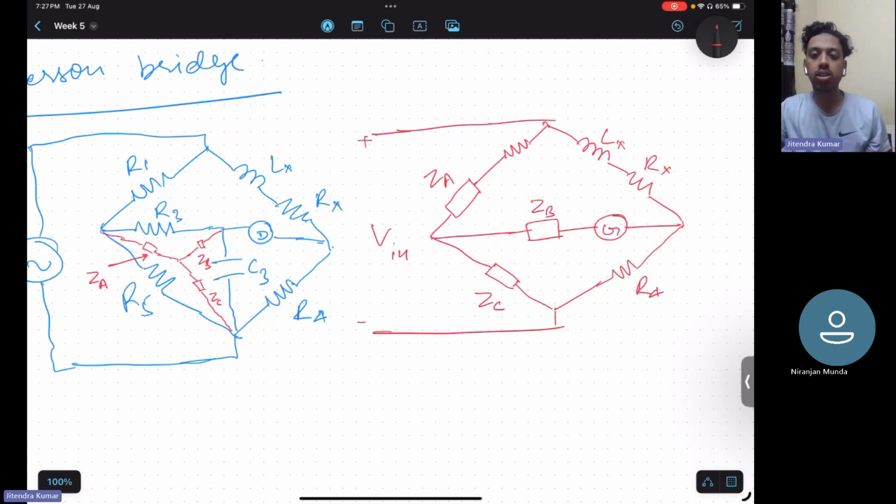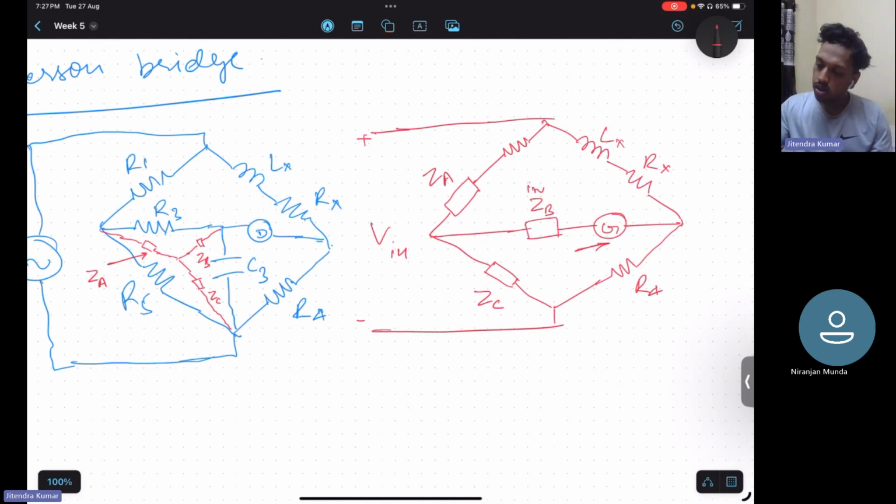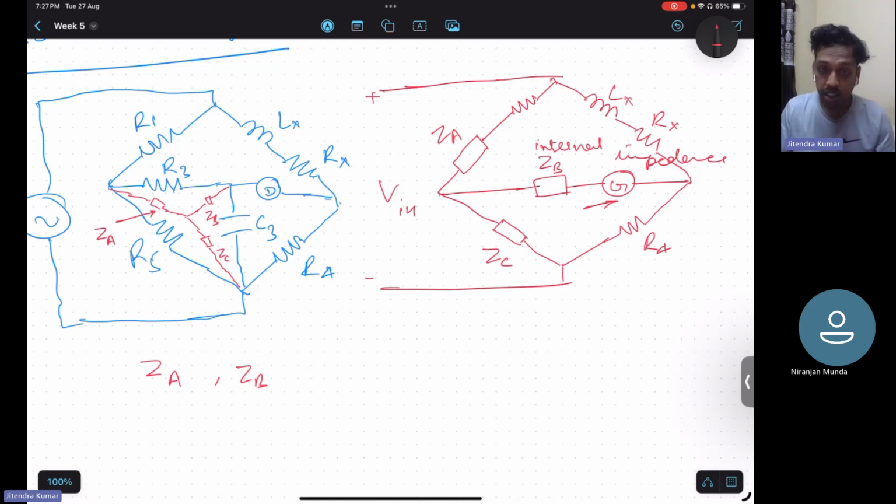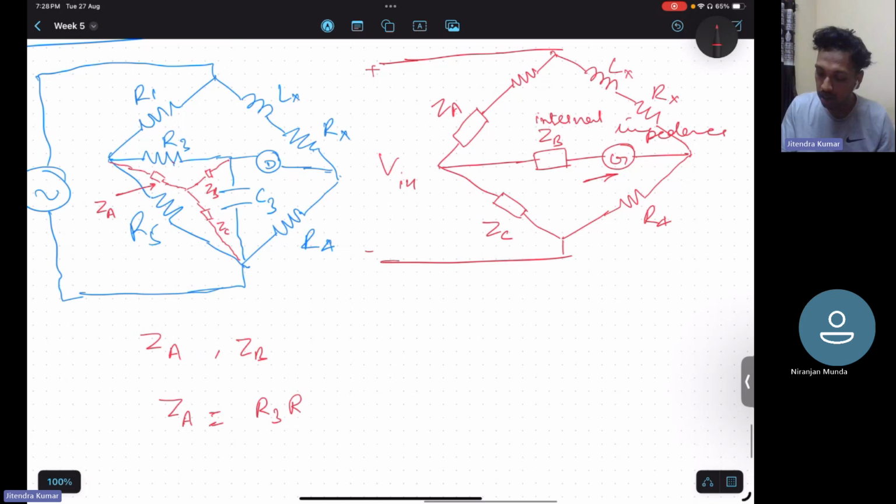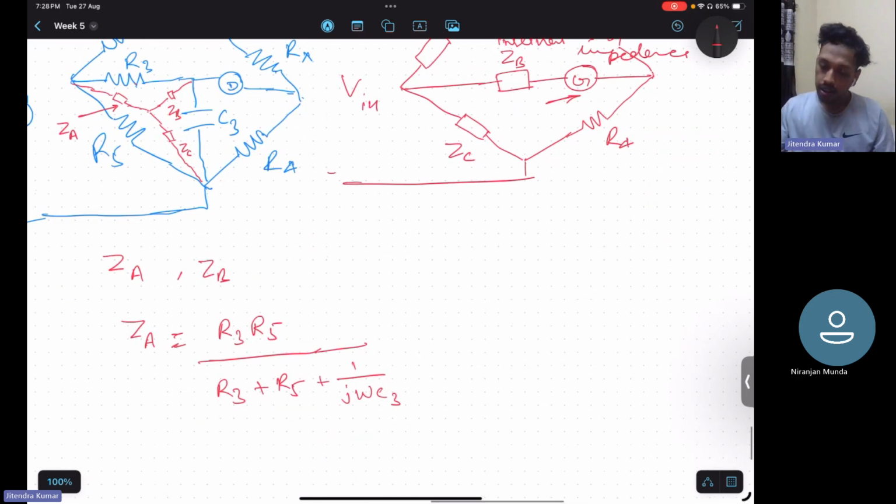Now here, ZB is considered as the internal impedance of this detector. So we do not need to bother about ZB. We just need to calculate ZA and ZC. That will be sufficient for us. So how to calculate ZA? ZA is placed corresponding to R3 and R5. From delta to star, we multiply those corresponding parameters, R3 and R5, divided by the summation of all three impedances: R3 plus R5 plus 1 by j omega C3. Okay, so we are done with ZA.